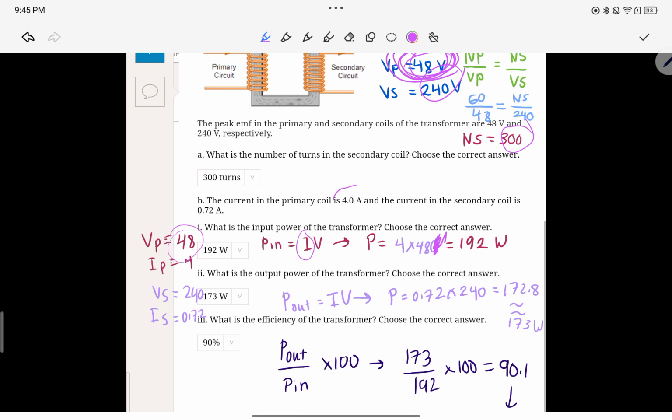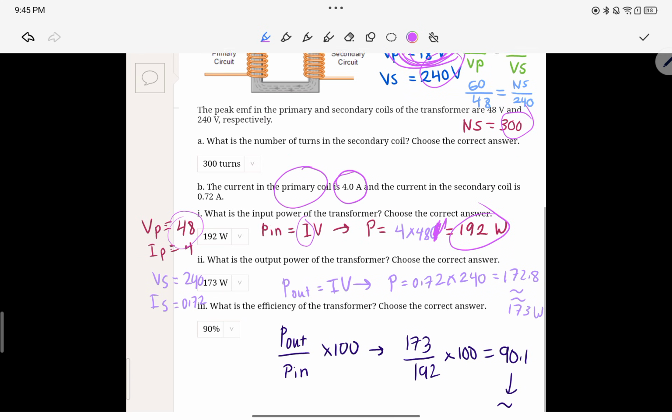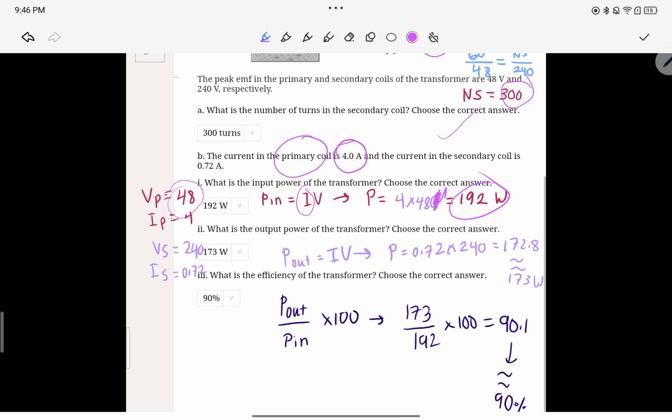The I, they gave it to you here. They said in the primary coil. Easy. 4 times 48, you get 192 W. Free mark. Then they want the one for the output power, which means we want the secondary one.